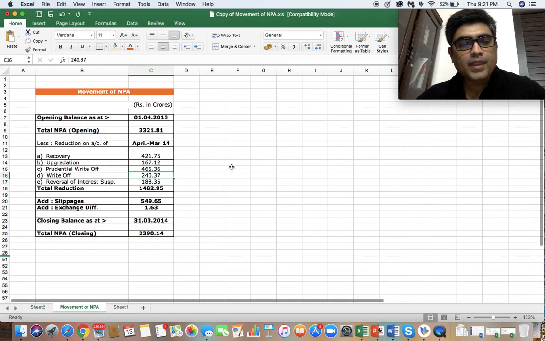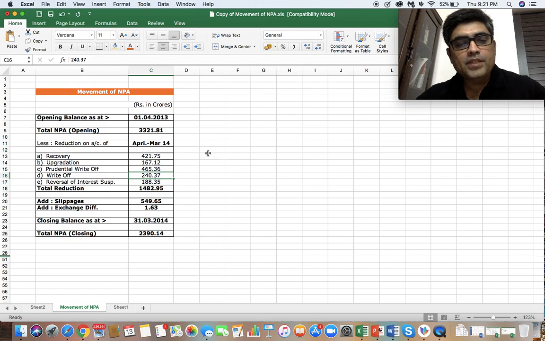So in this example, as we are getting to see, the opening balance as on 1/4/2013 is 3,321.81 crores. So that's the total NPA opening balance at the start of the year, right? So from there is a reduction in the amount of NPA that is actually taking place throughout the year, from April 2013 till March of 2014. So there is a reduction that's happening. Now there are five broader classifications as to why reduction takes place in the NPA amount.